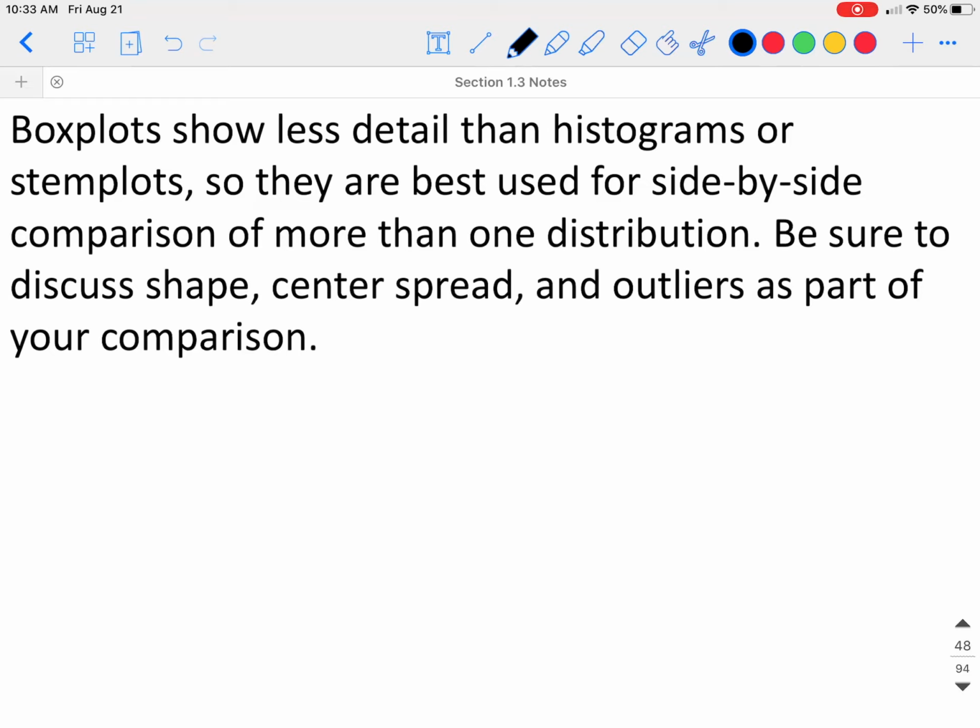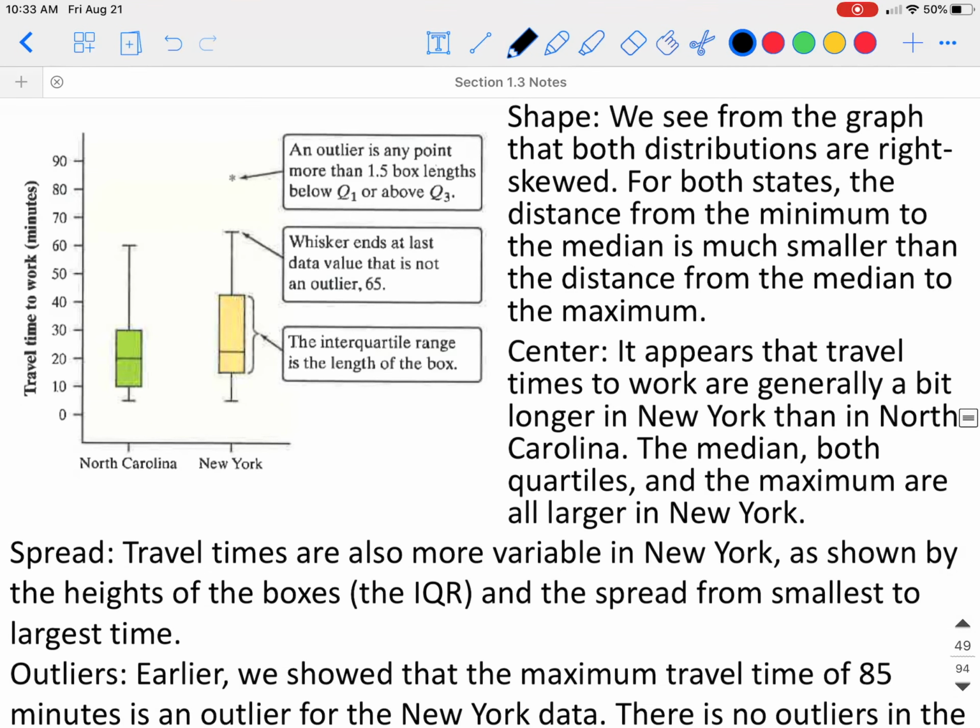Box plots show less detail than histograms or stem plots, so they are best used for side-by-side comparison of more than one distribution. Be sure to discuss the shape, center, spread, and outliers as part of your comparison. So if we are comparing the travel times of North Carolina drivers to the New York drivers again, the first thing we look at is their shape. We see from the graph that both distributions are right skewed. For both states, the distance from the minimum to the median is smaller than from the median to the max.